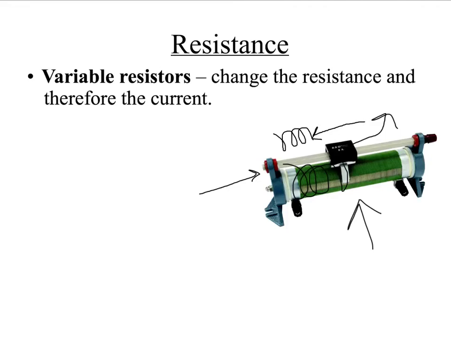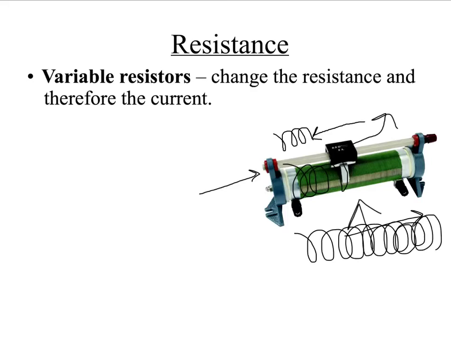If I move the arm this way, then I am making the coil a lot longer. This means that the electrons have got to flow through a longer piece of wire, and a longer piece of wire means more resistance. So if I want the maximum amount of resistance from this rheostat, I need to slide the arm all the way to the end point. If I want the lowest amount of resistance from this rheostat, I need to slide my arm all the way to the shortest point.